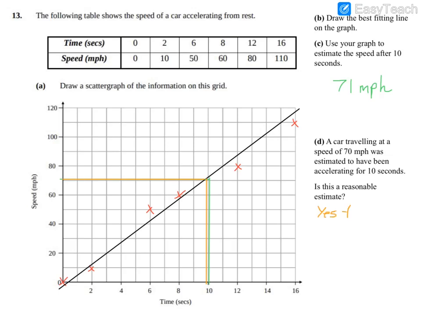Yes, this is a reasonable estimate. And the working that we need to show for this question is just like that orange line that I've drawn over here. We've shown that if I go from 70 over to the line of best fit, back down to the time axis, about 10 seconds. Yeah, that sounds good to me.